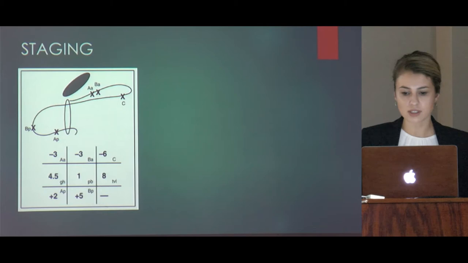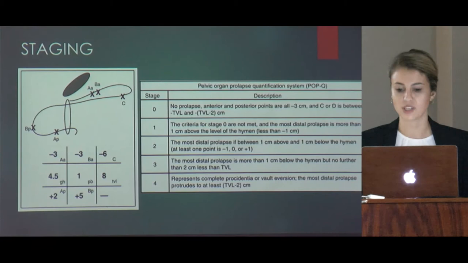The POP-Q system has been described as the staging of the prolapse from 0 to 4, where 0 is no prolapse, and 4 is complete procidentia, and then the middle would be 2, where it is 1 centimeter below or above the remnants of the hymen.